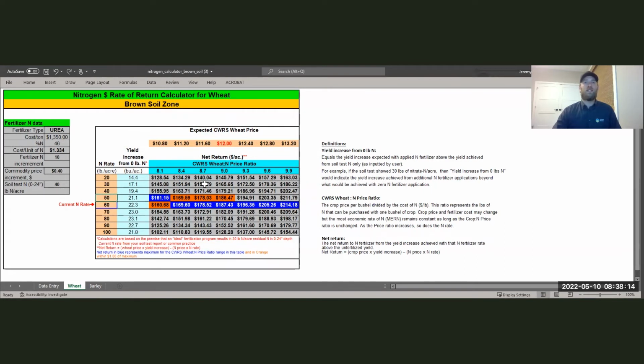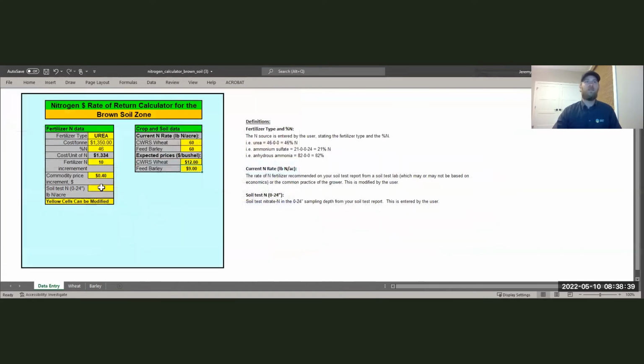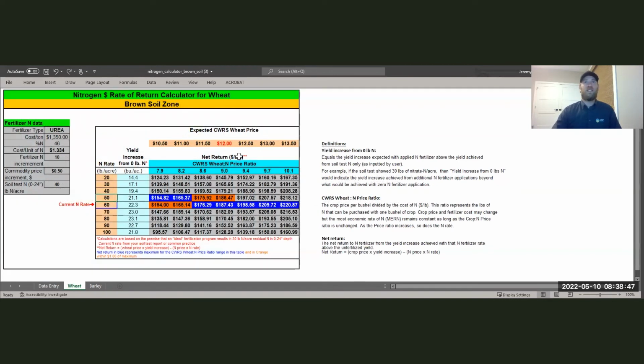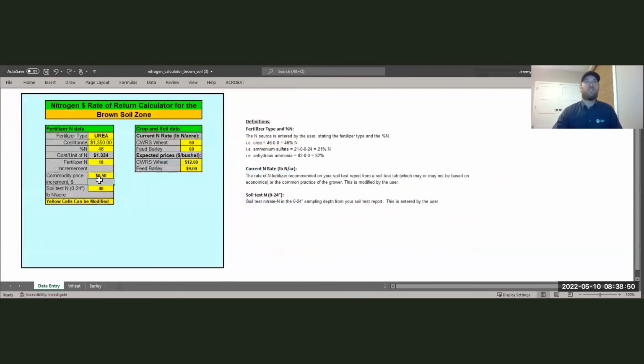The top row indicates the price of a bushel of CWRS wheat or feed barley. The price you indicated is shown in red, and the values to the left and the right below are the prices above and below the price you indicated at the increments you indicated in the data tab. Note that you can go back to the data tab and change these values anytime. So if we go back and change this increment to 50 cents, go to the wheat tab, we can see that these are now 50-cent increments. Let's go ahead and change that back to 40 cents.